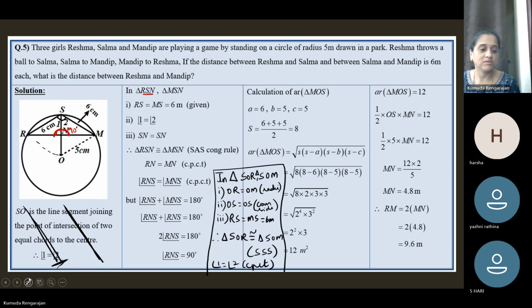So, in the second set of triangles, we'll say that this angle is equal to this angle, CPCT, but they form a linear pair. So their sum is 180. So you know this procedure, no? See at RNS, RNS is this angle plus MNS is this angle is equal to 180, but they're equal, no? So RNS plus RNS is 180, twice RNS is 180, RNS is 90.